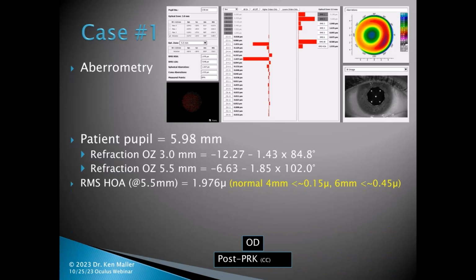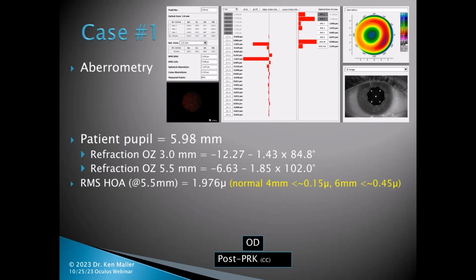The HOAs are very high. I've given you the normal ranges there at 4 millimeters. It's about 0.15, and it's about 3 times higher at a 6 millimeter range. You can see at the 5.5 that this was measured at, she's at almost 2 microns of HOAs. So she's really got an enormous amount of higher order aberrations.